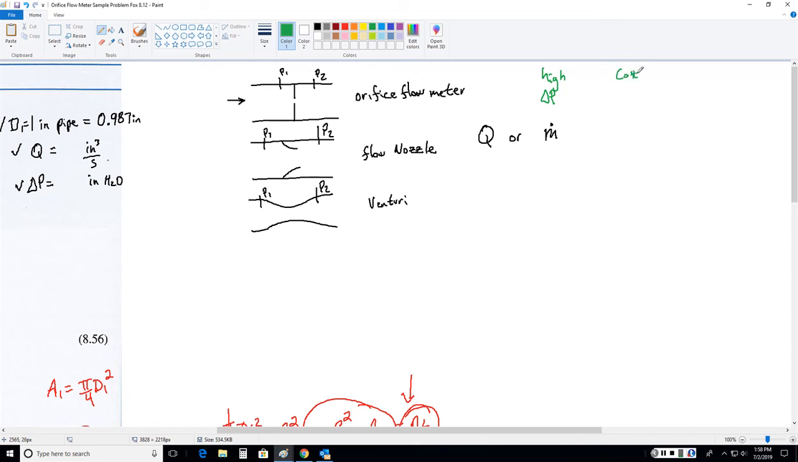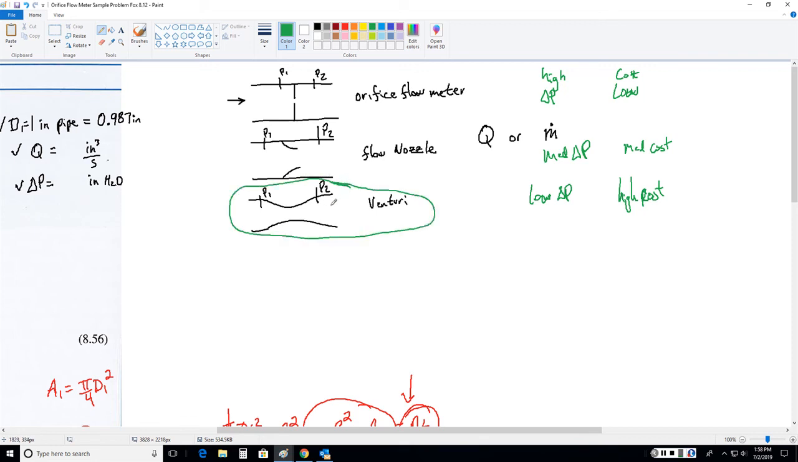The cost is very low. And I think you can see this in Fox also. So this is medium delta P, and this is medium cost. And this is very low delta P, but very high cost to produce. High cost. So this is obviously what you want, except they're hard to make and they're very expensive. It has a much wider range for volumetric flow rate, and is very accurate. This is very inexpensive. This is what we're currently using. However, it only has a limited range.